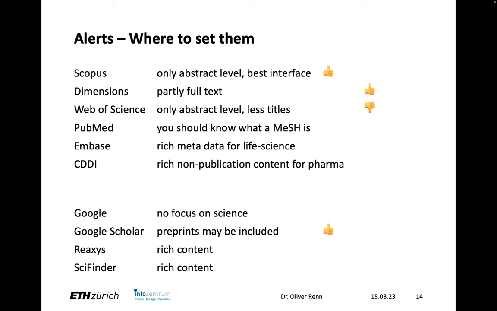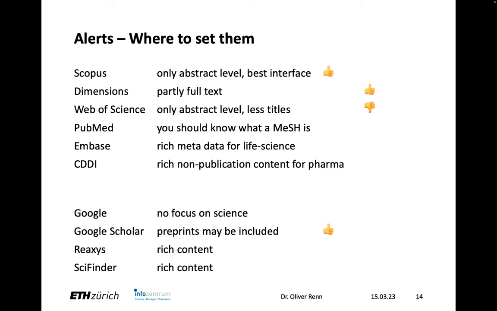But I also want to mention Google Scholar, which has no focus on science, but has the advantage that it includes preprints, not always, but mostly. So if you want to stay really ahead of what is going on, you need the preprints, and then Google Scholar is the best resource.